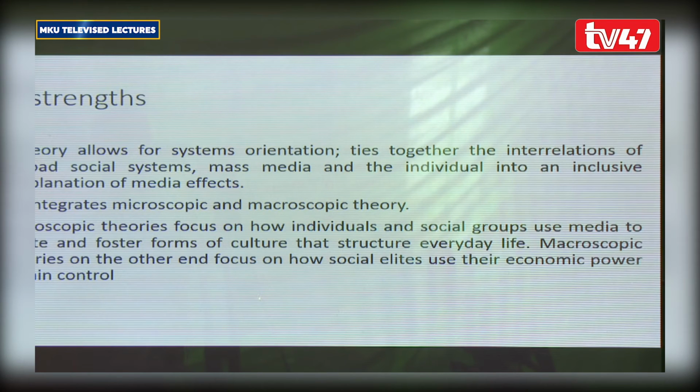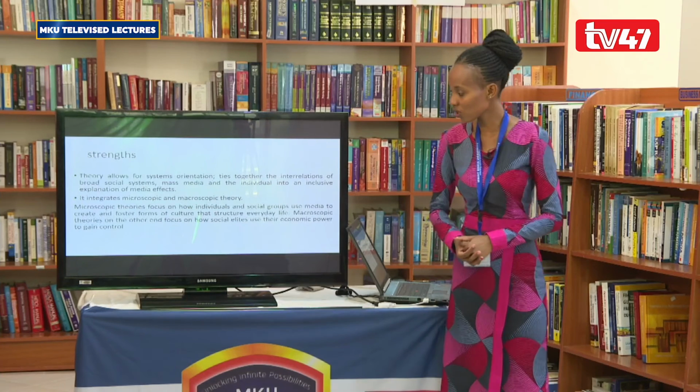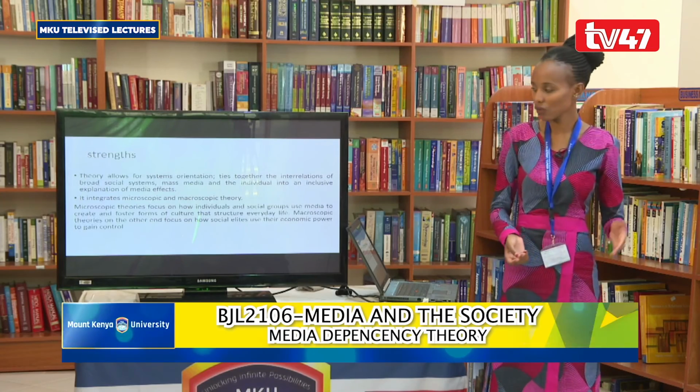It can be either macro or secondary, and the macro touches on the political and the economic, for the purposes of fully functioning. So the media will depend on these institutions, and also these institutions will depend on the media for the purposes of fully functioning. Now to the strengths of the theory.